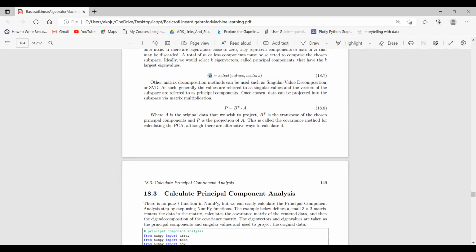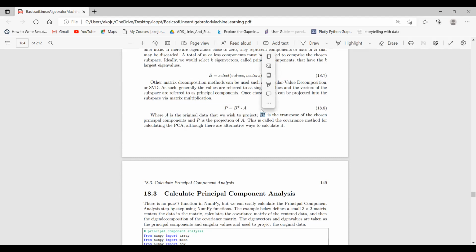We are calculating the projection of A onto B, finding B transpose and multiplying it with A. Here A is the original data that we wish to project, and B transpose is the transpose of the chosen principal components. If we drop some columns and keep others, the columns we retain to capture the essence of our original data are called principal components. With that, we form a matrix B and find B transpose.